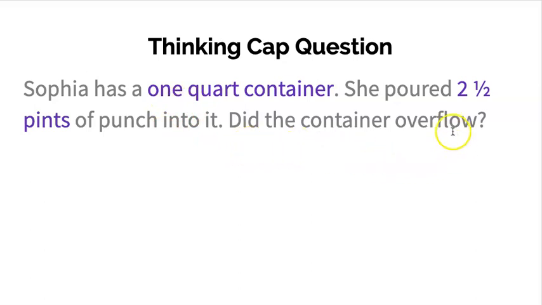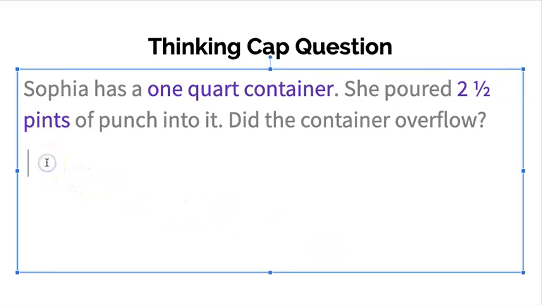Did the container overflow, which means did it spill out? Was that too much? Or did it all stay in the container? What do you think? Did the container overflow? Yes, because 2 pints equal 1 quart.